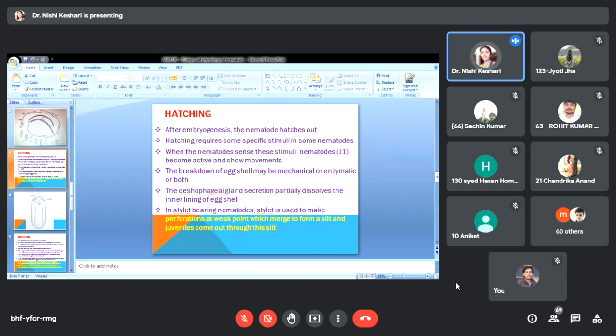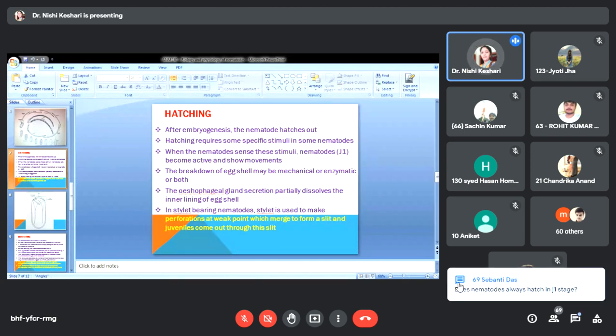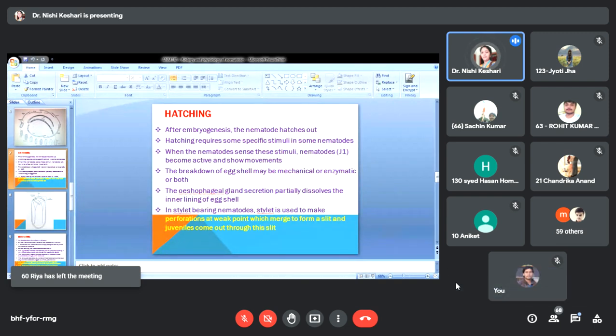So after embryogenesis, the nematode has to hatch out, and hatching requires some specific stimuli in some nematodes. Like in cyst nematode, I told you they are most specific. They need a host. How do they know that they are getting a host or some hosts are available there? By sensing the stimuli secreted by the roots.